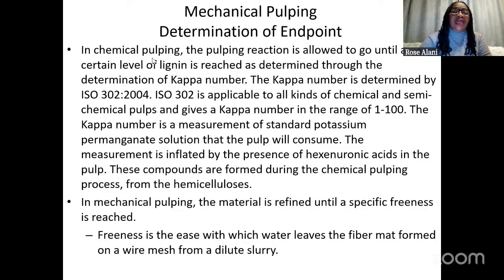So you have to determine the end point of the pulping. I think I'm going to rush here because we started a bit late. For chemical pulping, the end point determination is different. But for mechanical pulping, the endpoint determination that we use is called freeness. So the Canadian Standard Freeness is what is used to determine the endpoint.